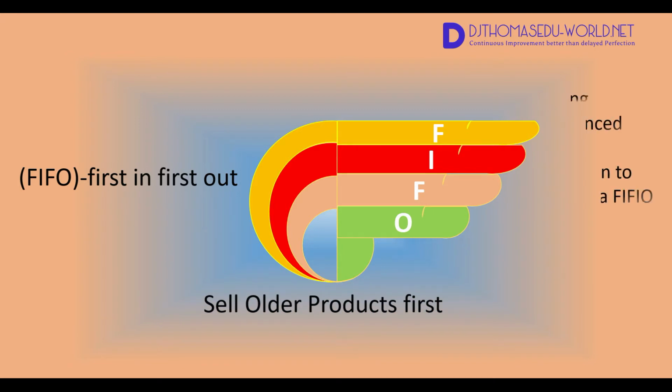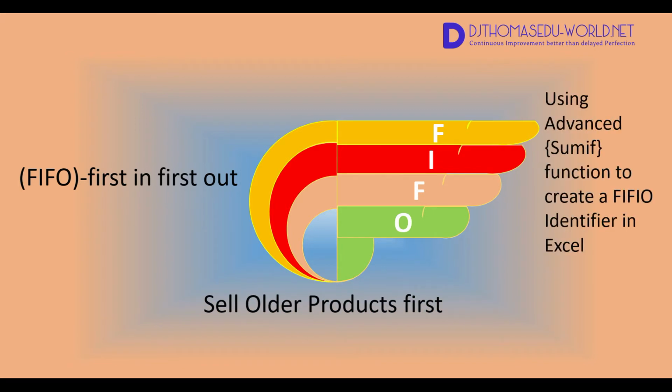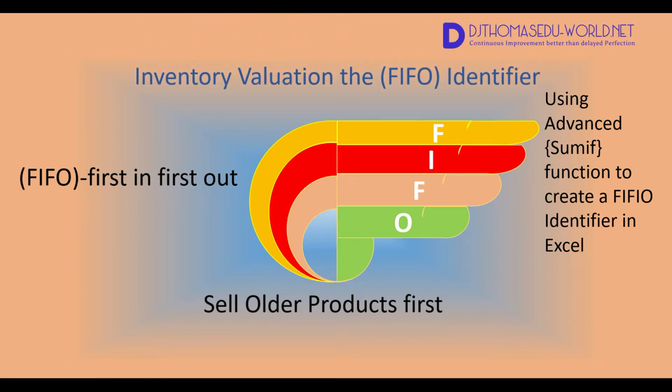Here we will be using an Excel function, that means an advanced use of SUMIF functions, to create a FIFO identifier in Excel. Let me name it inventory valuation, the FIFO identifier. Moving on to the Excel template, I will be creating and explaining how the different methods of SUMIF can be used to get a FIFO identifier.